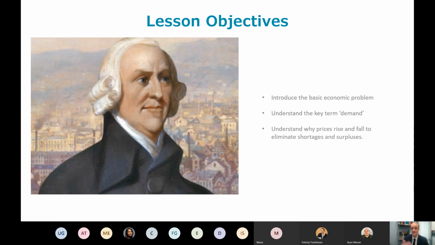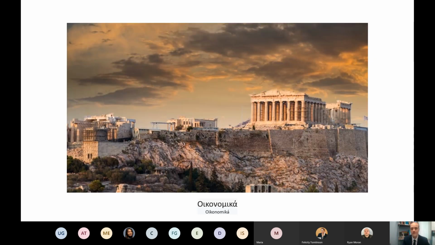Now, although you guys have given me some fantastic basic insight into what you already understand by the word economics, what we need to do first of all is take a trip to ancient Greece. The ancient Greeks were the first civilization to actually create a term to describe what economics actually is. The word economics originates from the Greek word oikonomika, and if we roughly translate oikonomika into English, it translates as the art of household management.